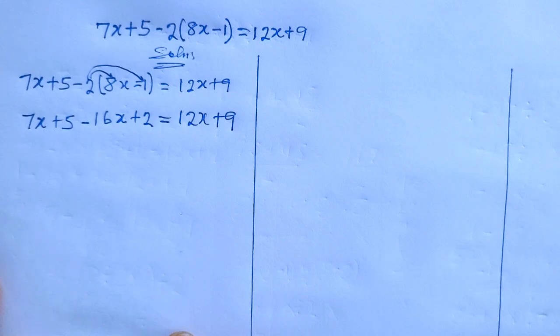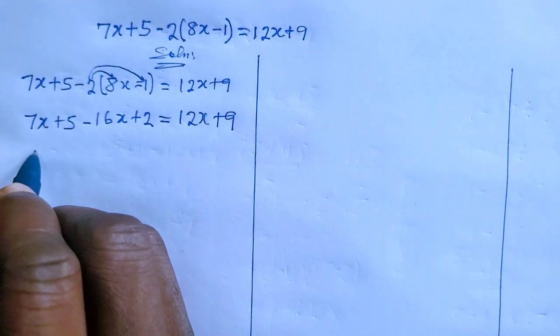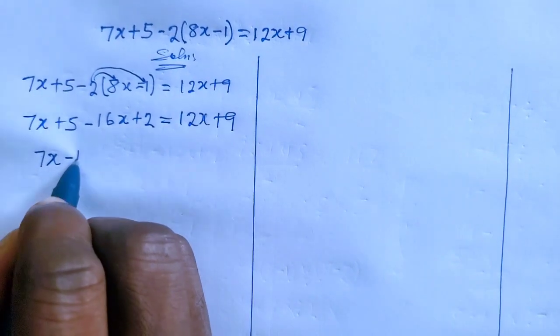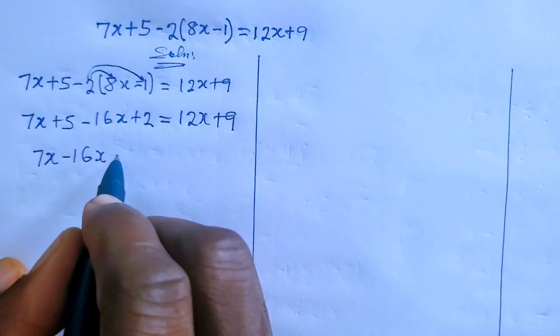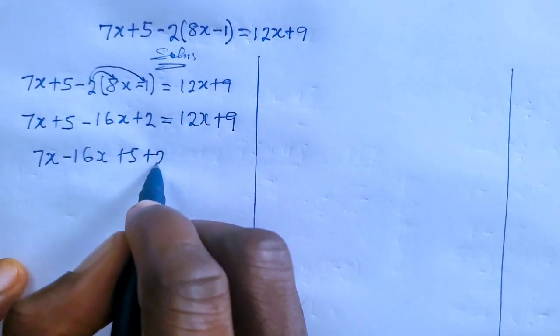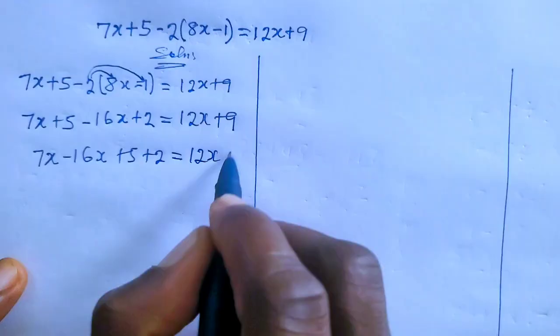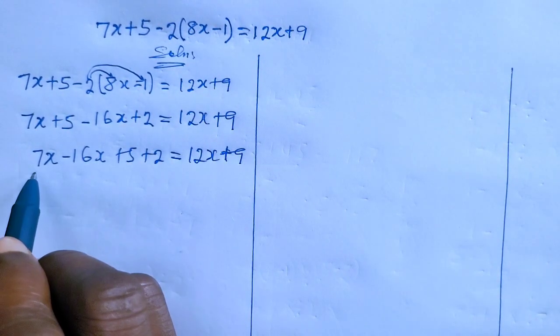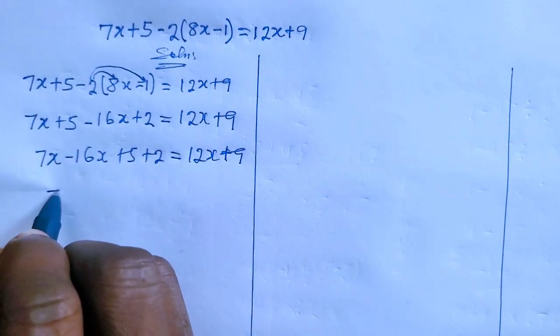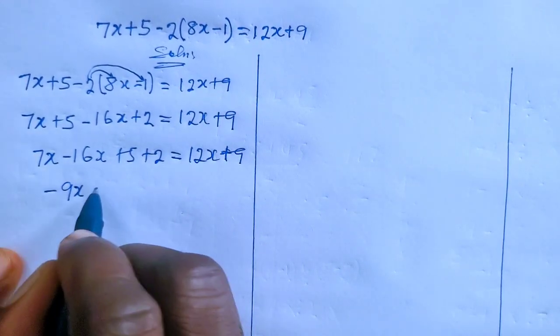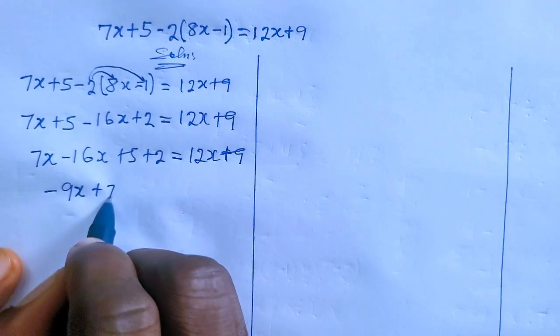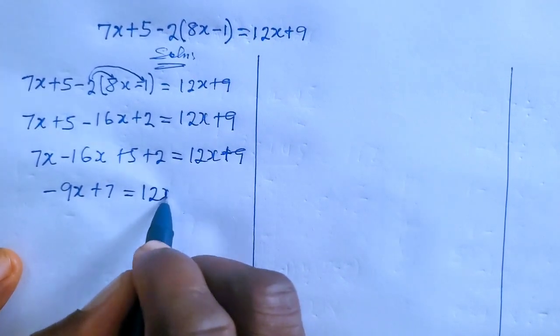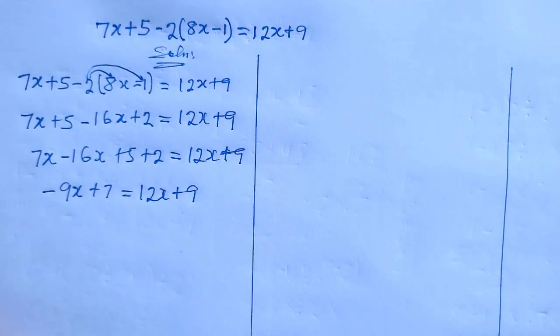Now, the next step to be considered is to combine like terms. And you're going to have here 7x - 16x + 5 + 2 = 12x + 9. Then, simplifying this further, we have 7x minus 16x, that will give us minus 9x. Then plus 5 plus 2, that will give us plus 7, equals 12x + 9.